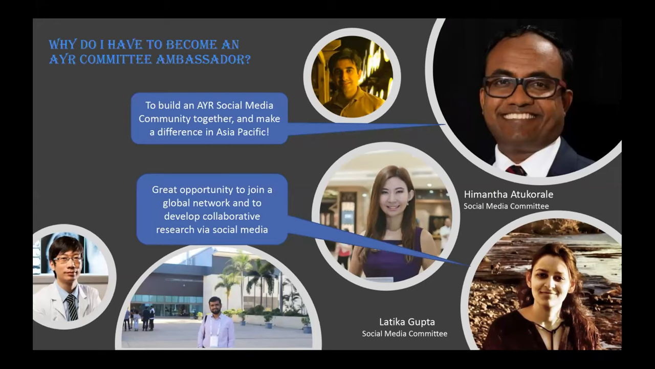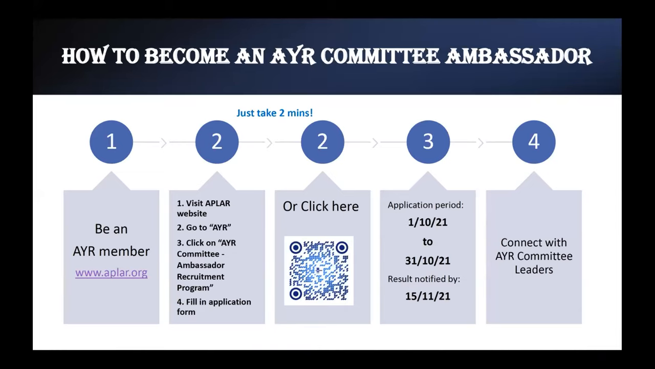How to become an AYR committee ambassador is very simple. First of all, you have to be an AYR member. If you have not yet done so, please apply through the APLA website. It will just take 2 minutes to fill out the application form. You visit the APLA website, go to AYR, and click on the AYR committee ambassador recruitment program application form, or you can simply click this QR code, and then you just take 2 minutes to fill out the application form.